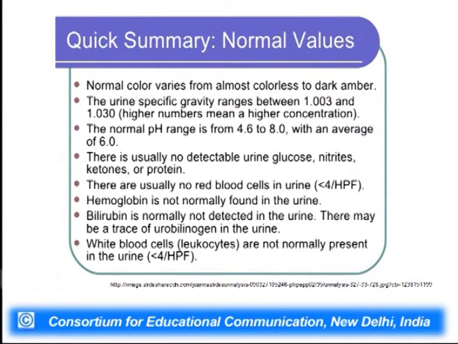In a normal urine there are no red blood cells observed. Hemoglobin is generally not present in the urine. Bilirubin is normally not detected in the urine, but there may be traces of bilirubin detected in a disease condition. White blood cells are normally not present in the urine.